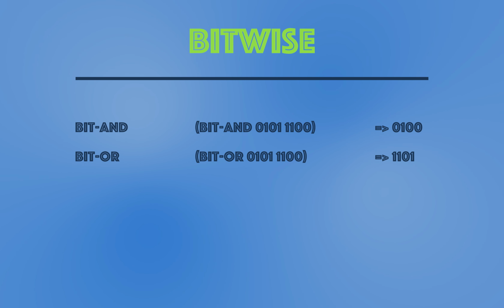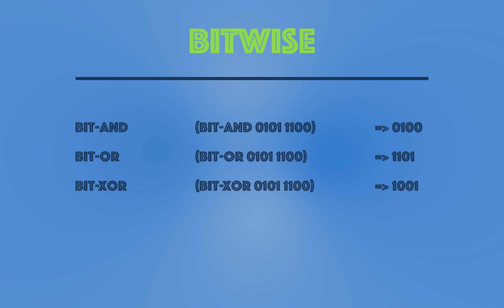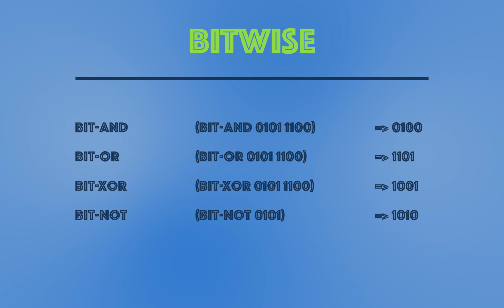All right, now we have the bit OR. And that will basically be the same process, but with OR, okay? So the same input, 0101 bit OR 1100, will give us 1101, all right? We have bit XOR, or exclusive OR, and with those operators, it will give us this result. And of course, the bit NOT, which will negate the bits, and with this input, it will give us this output.